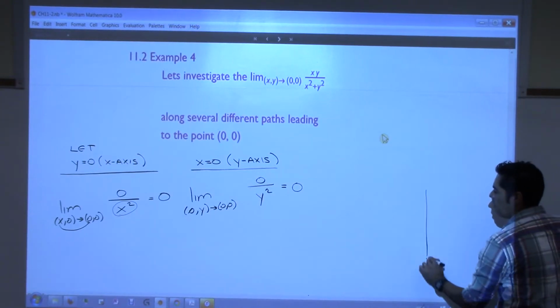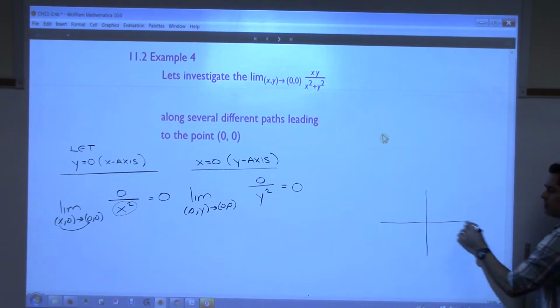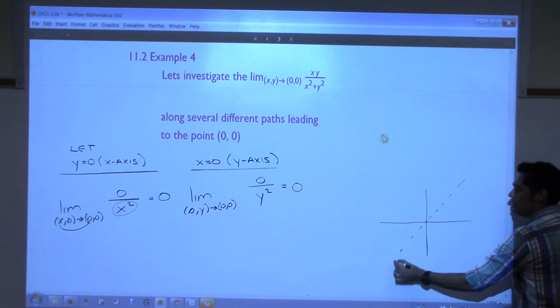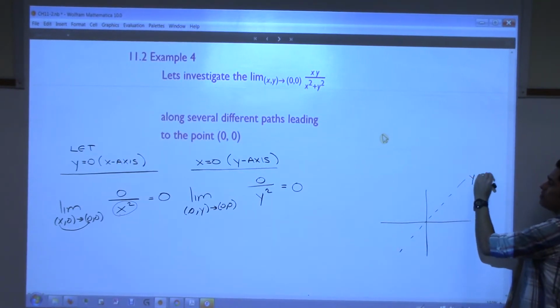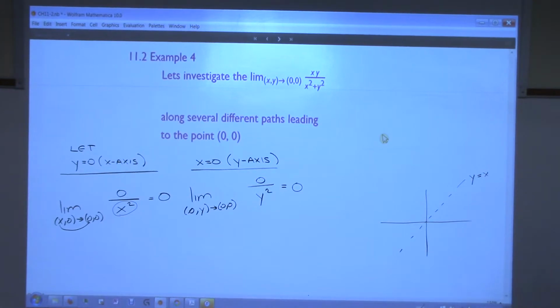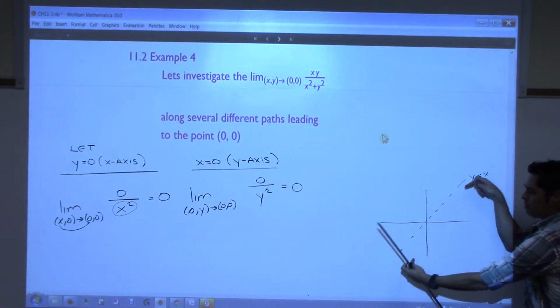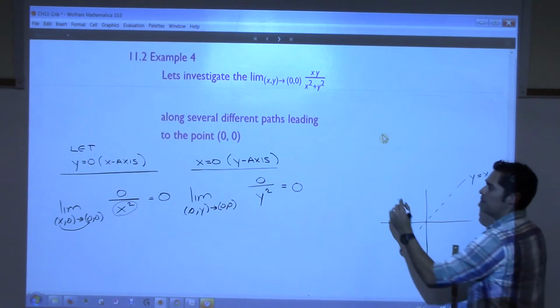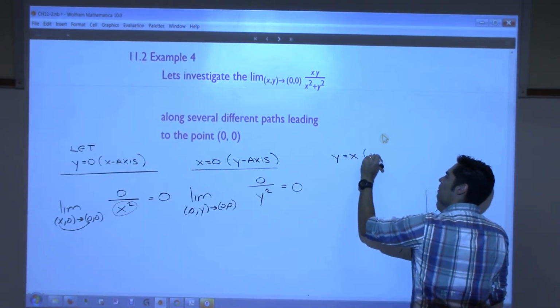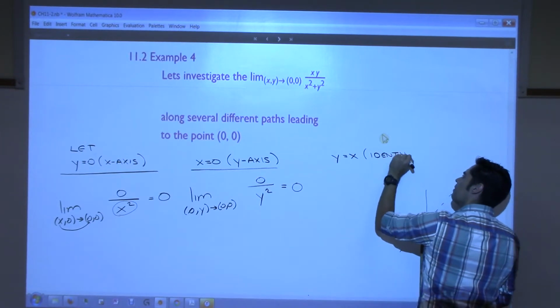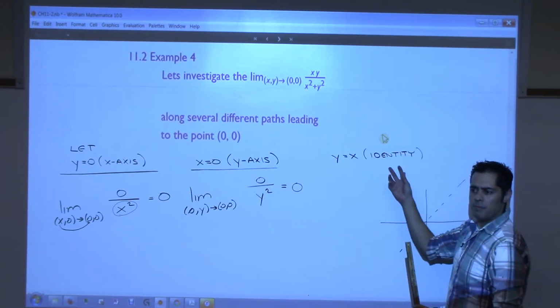The one that we usually go to next is the diagonal, which negative x might also be, it's another diagonal. But let's go with y equals x as our next choice. So we're going to approach (0, 0) along the diagonal. So that'll be y equals x. We call that the identity function, back from college algebra.